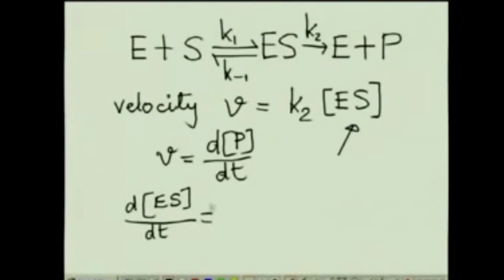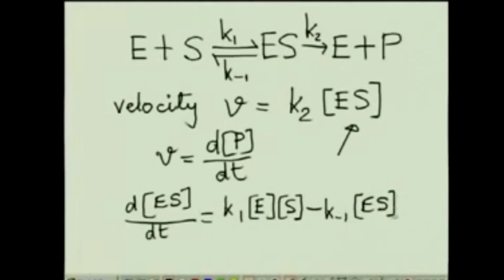So, if I apply that to the expression that I have here, what can I write for d ES dt? I can write K1 enzyme concentration, substrate concentration, minus, why minus? Because it is being destroyed in the backward reaction, and minus K2 ES, right? So, what do I have? I have an expression that tells me that this d ES dt is going to be K1 E S because it is formed by K1, it is destroyed by K minus 1 and K2.